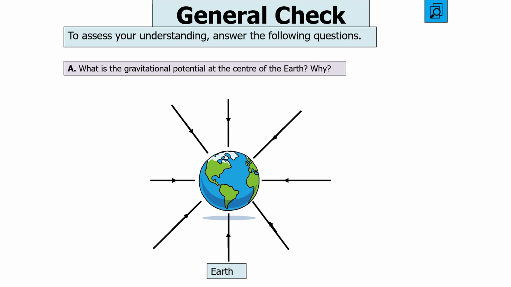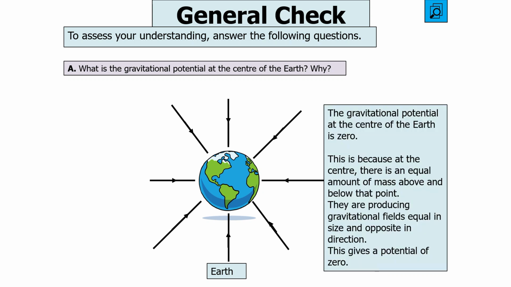So what is the gravitational potential at the centre of the Earth, and why? The gravitational potential at the centre of the Earth is 0. This is because at the centre there is an equal amount of mass above and below that point. They're producing a gravitational field equal in size and opposite in direction. They cancel through to give a potential of 0.